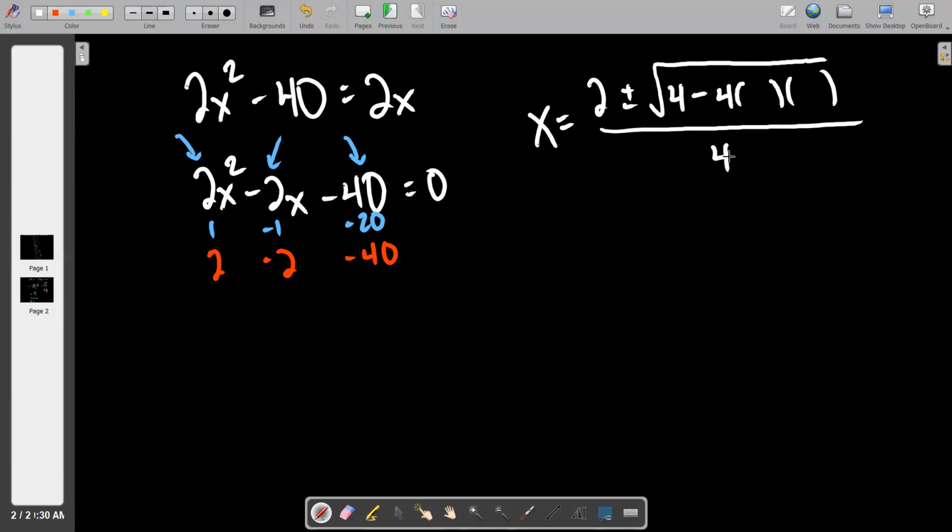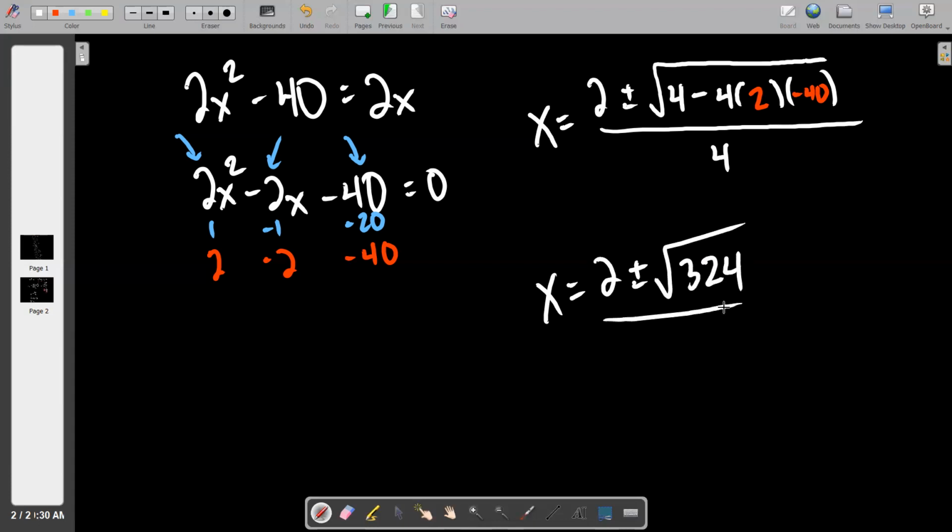Take a short pause, go back and backfill your A and your C. In place of A, we'll put 2. In place of C, we'll put negative 40. Is this going to be an addition discriminant or a subtraction? This will be addition. And the math is pretty easy. 4 times 2 is 8. 8 times 40 is 320. So the number that we're going to wind up with is 324. If you had chosen the blue numbers, all your numbers would be smaller by a factor of 2, which is nice.